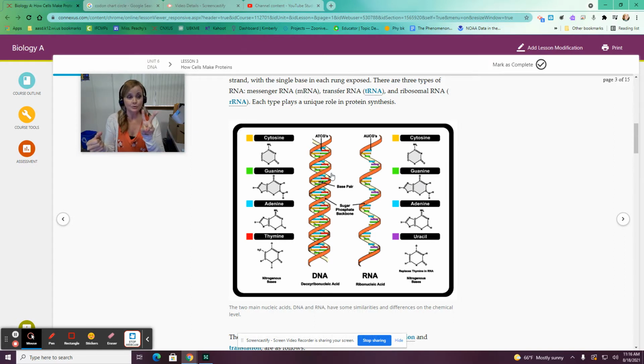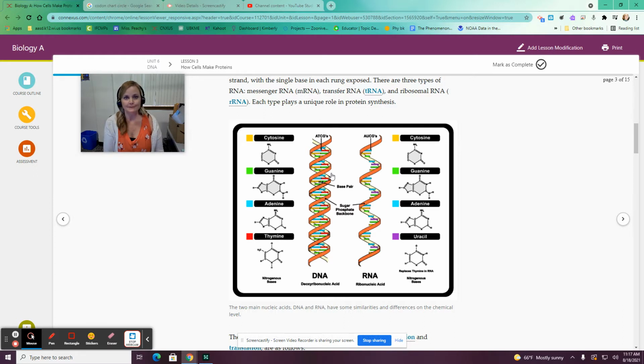By the way, we have two types of nucleic acids. We have DNA and RNA. DNA is known as deoxyribonucleic acid, and RNA is ribonucleic acid. They're very similar, but they differ in a couple of key ways. DNA is double-stranded, first of all, where RNA is single-stranded. DNA has a sugar phosphate backbone made up of deoxyribose sugar.